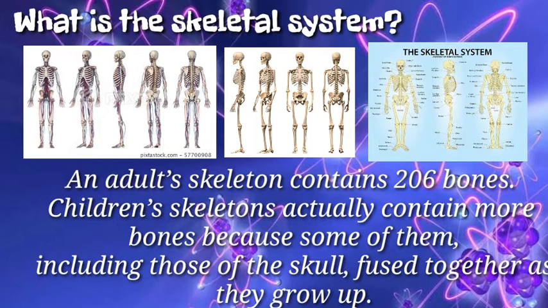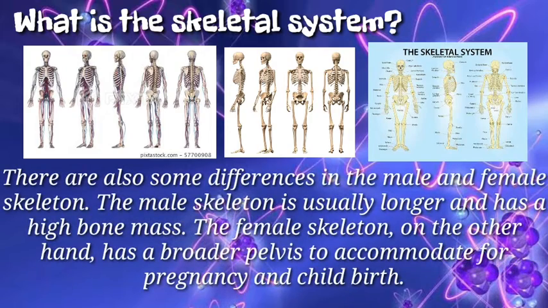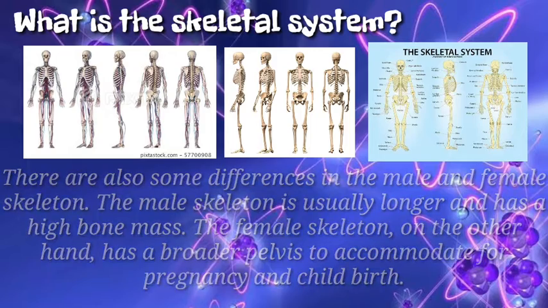A child's skeleton actually contains more bones because some of them, including those of the skull, fuse together as they grow up. There are also some differences in the male and female skeleton. The male skeleton is usually longer and has a higher bone mass. The female skeleton, on the other hand, has a broader pelvis to accommodate pregnancy and childbirth.